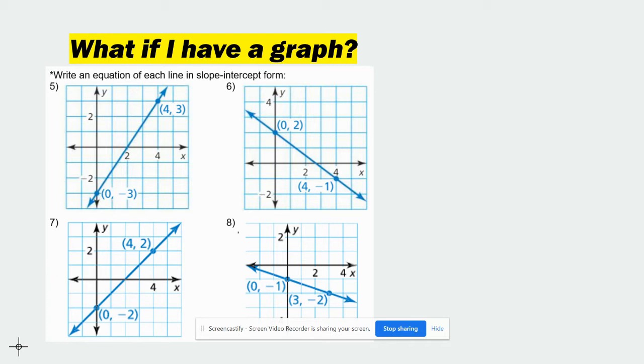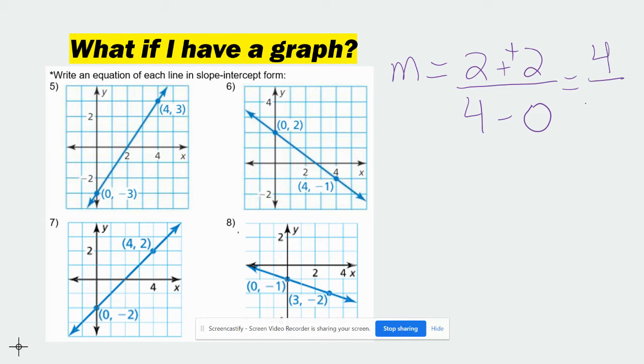Number 7, again, just another example. If we're using slope formula, then we can do 2 minus -2 over 4 minus 0. Add the opposite. That's 2 plus 2 is 4. 4 minus 0 is 4. 4 over 4 simplifies to 1.